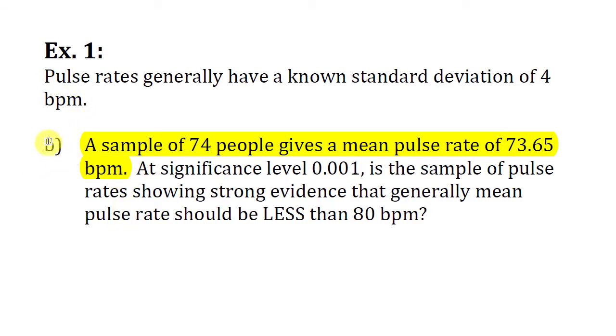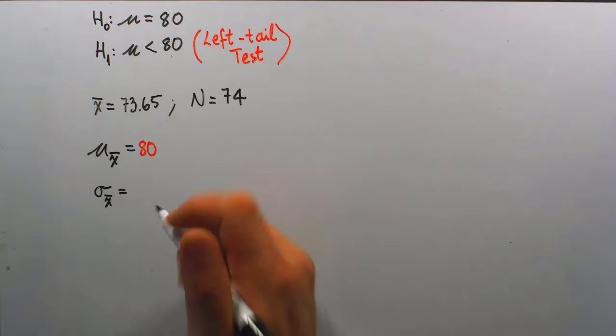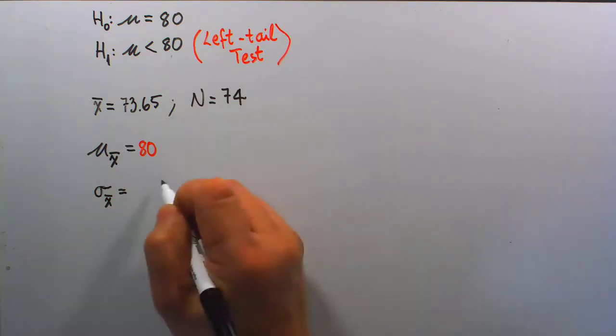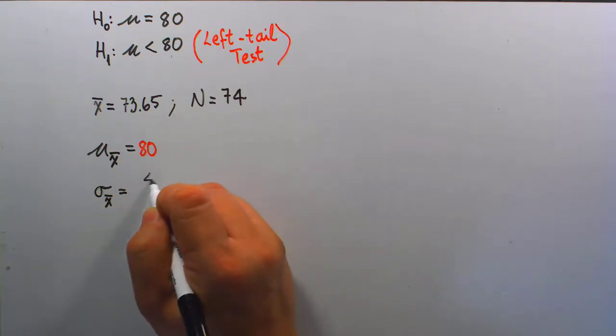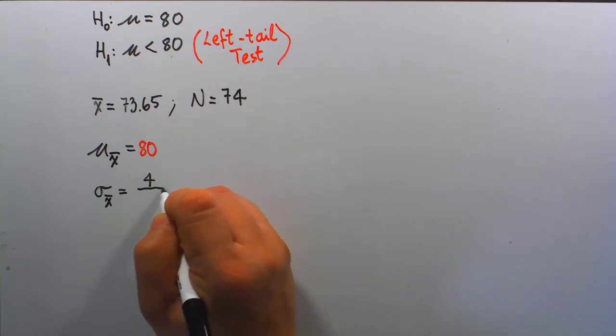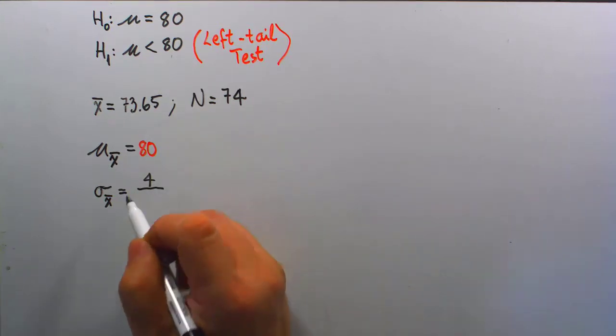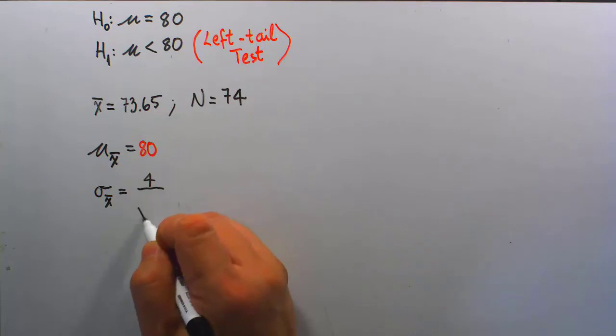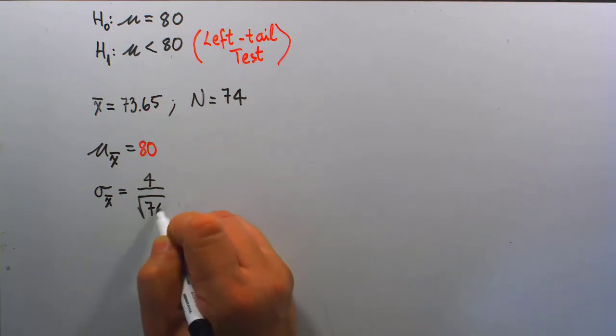Even though we're now in part B of example 1, part B still draws some common information carried over from the previous problem. Pulse rates generally have a known standard deviation of 4 BPM, which means we already have a known sigma. That known sigma is 4. And now, according to the central limit theorem, we are going to divide by the square root of 74.